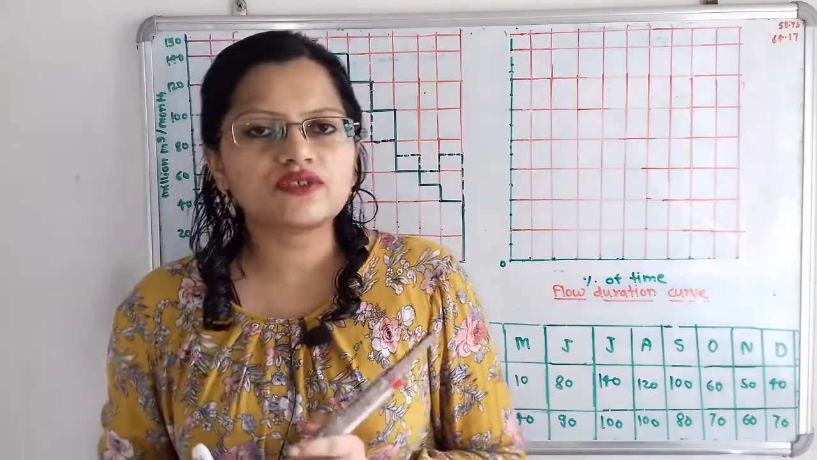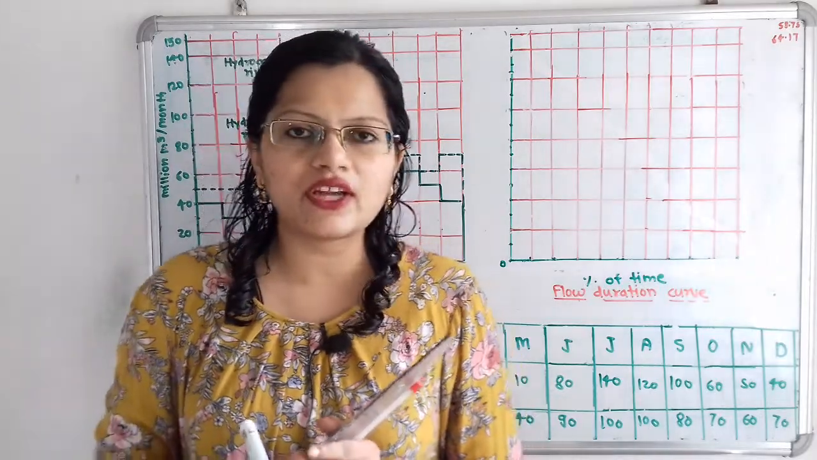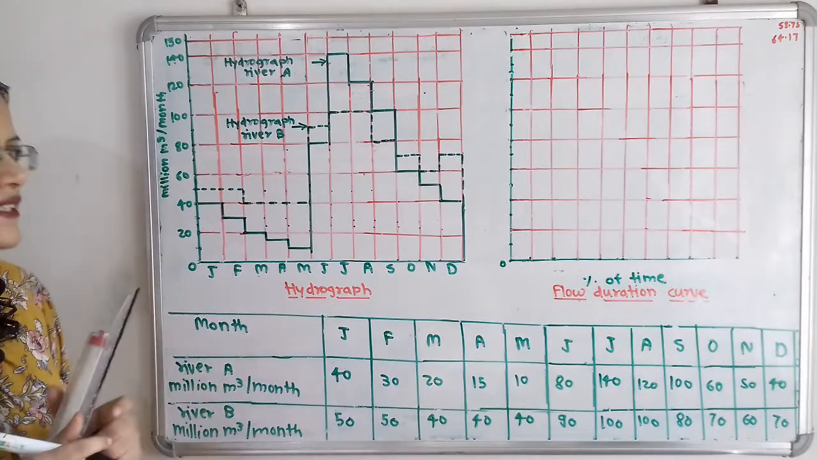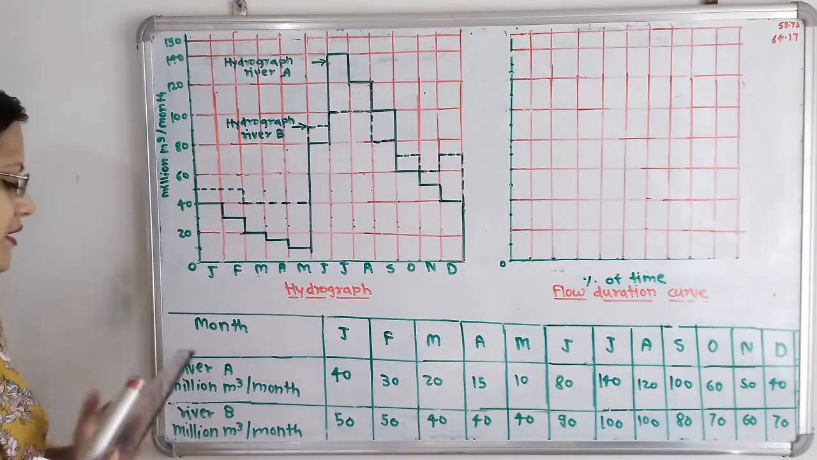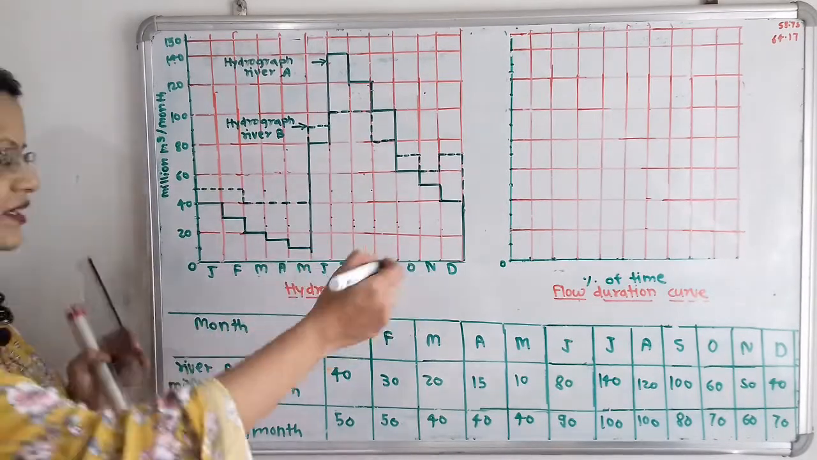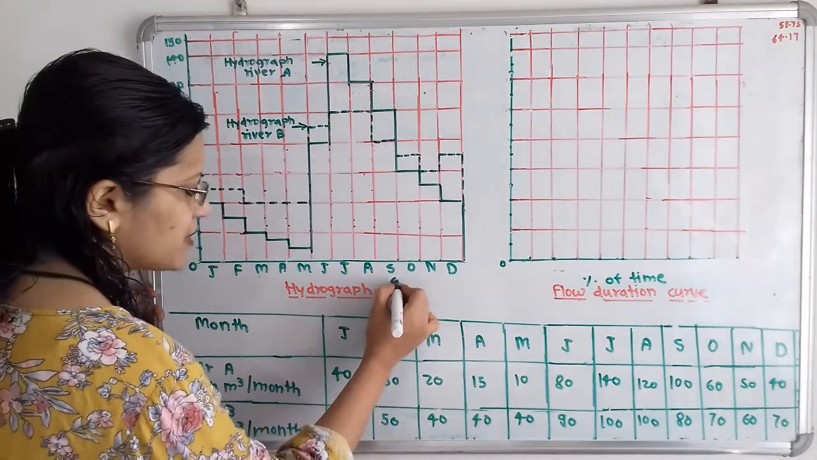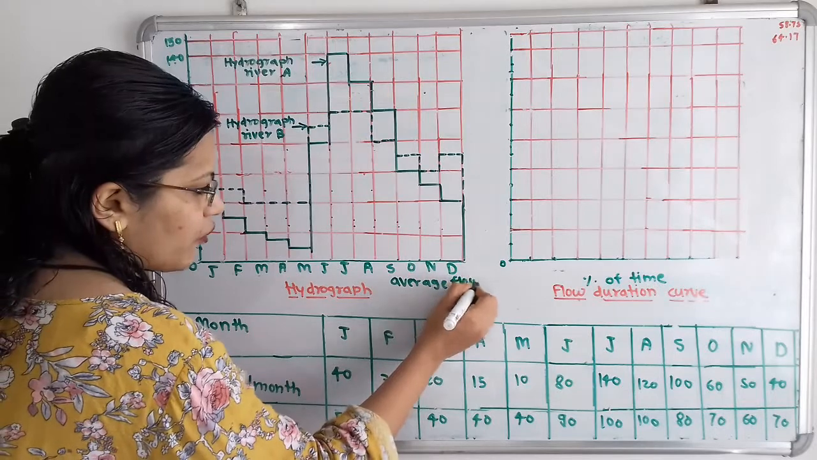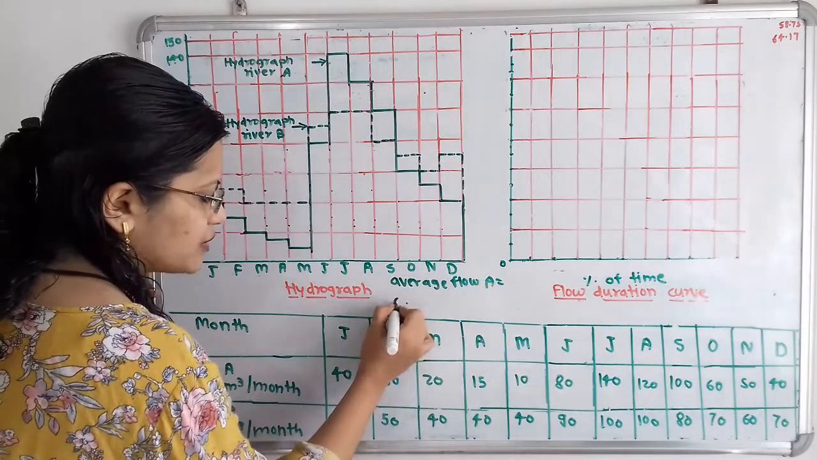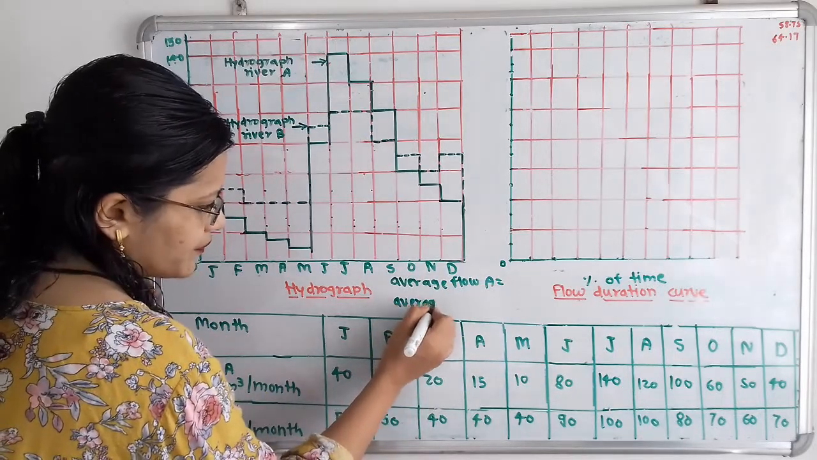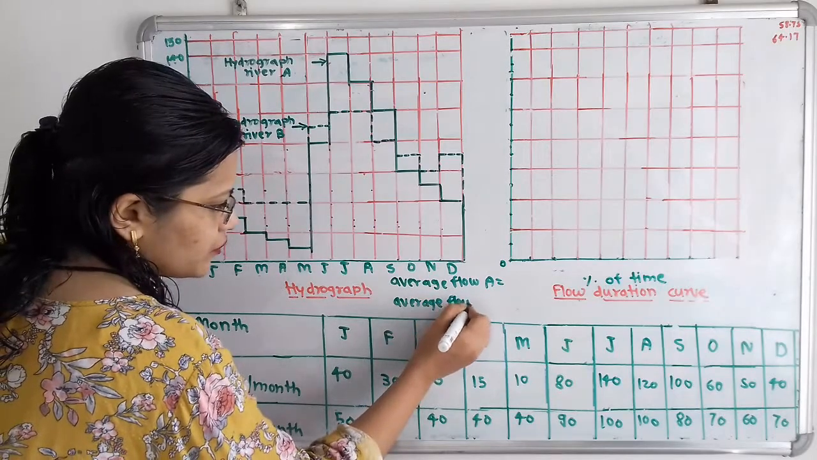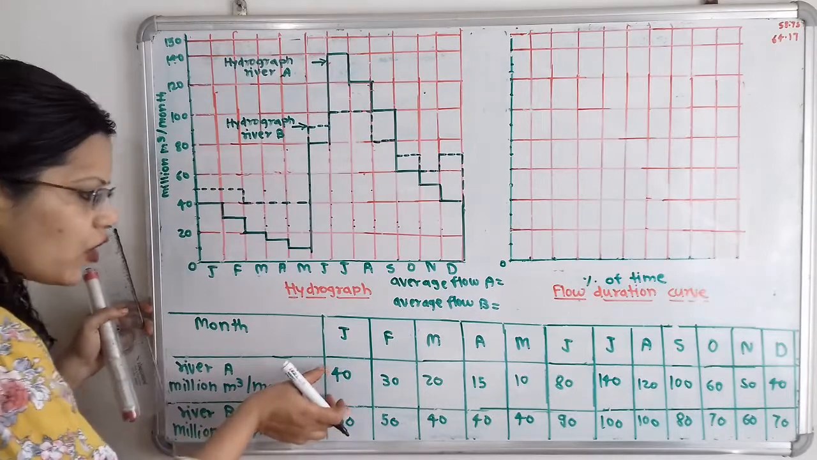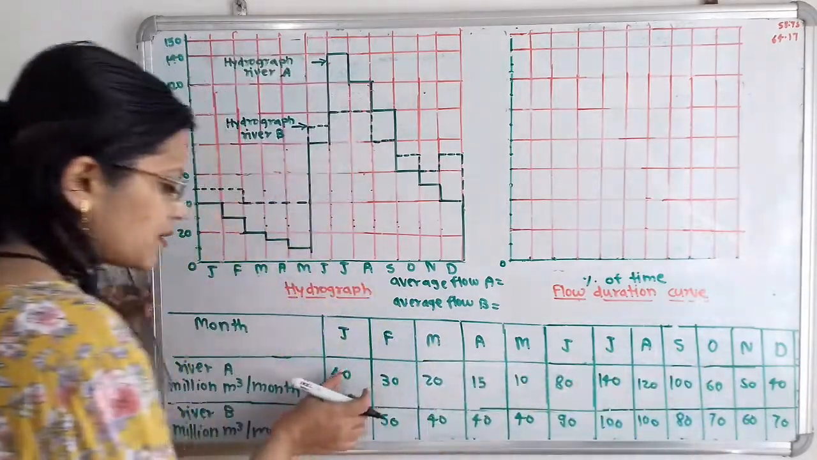Now for this question we have to first find out the average flow for river A as well as river B. So how to find the average flow for river A? We will write here average flow for A and average flow for river B. So I will give you the formula. We have to add all these runoff data for the period of 12 months.